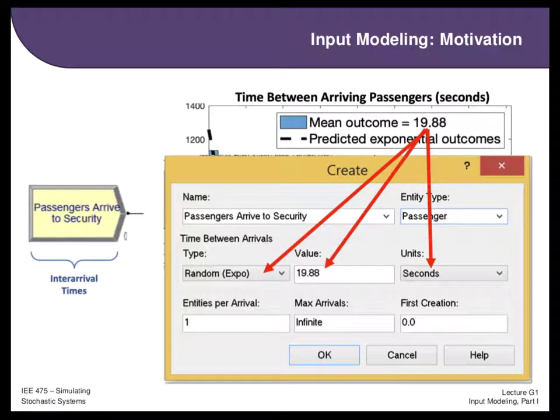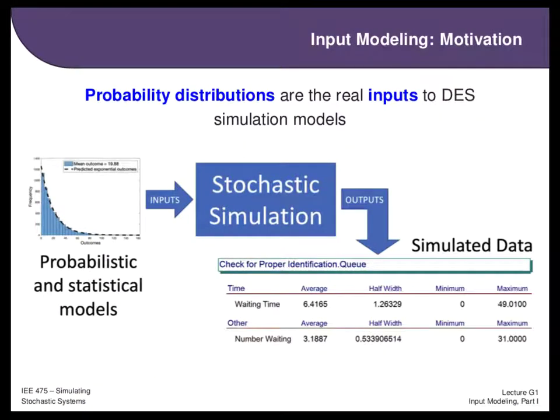So I can go into the Create block and I can say, I want an exponential, I want this mean. So we can see here, there is a path from data directly into Arena. Roughly, I took a histogram, I took some numerical stats on that histogram, the mean of the data, I came up with a family, I put those stats into the family, and now I can simulate that. And so that's where we're hopefully trying to go with this. But did I make a good choice?